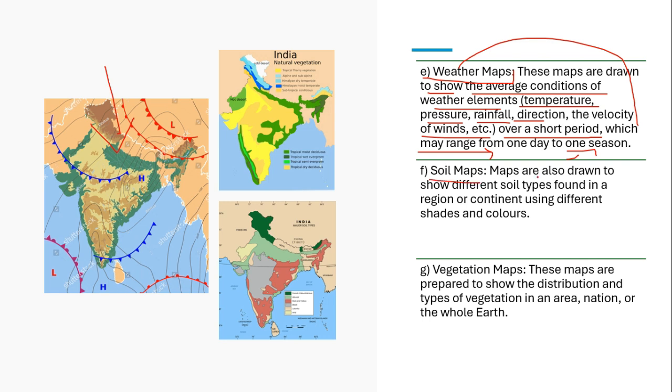Then next is soil maps. So soil maps are showing the different soil types found in a region or continent. This map is showing a soil map where different kind of soil is represented in different colors. Then vegetation maps. So these maps are prepared to show the distribution of type of vegetation in any area, nation or whole earth. Map is showing the vegetation types in India. Different vegetation types represented in different colors.